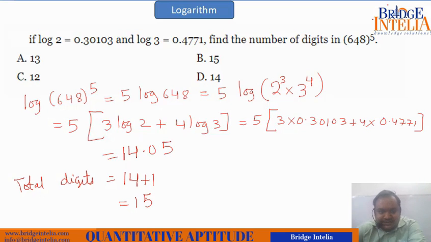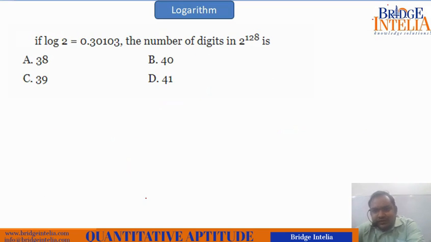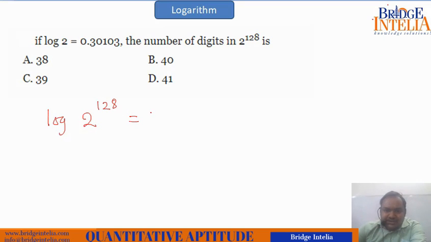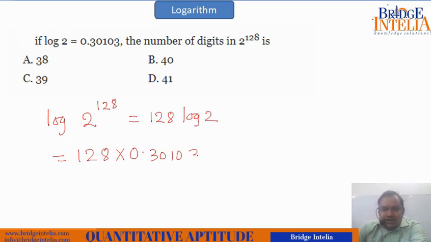Now let's take one final question from this topic. Log 2 is given and we have to find the number of digits in 2 raised to the power 128. So we take the log of 2 to the power 128. Now we already have the value for log 2, so we need not do much here. This can be written as 128 into log 2. We already have the value for log 2, so 128 into 0.30103.